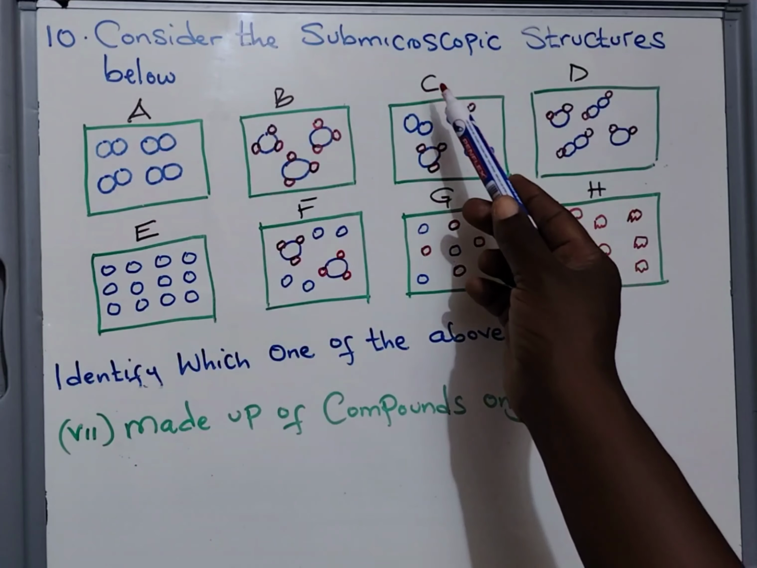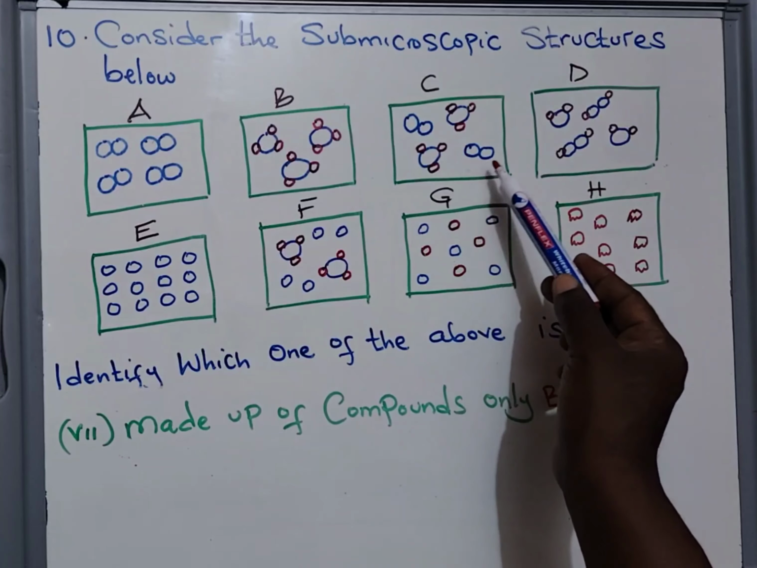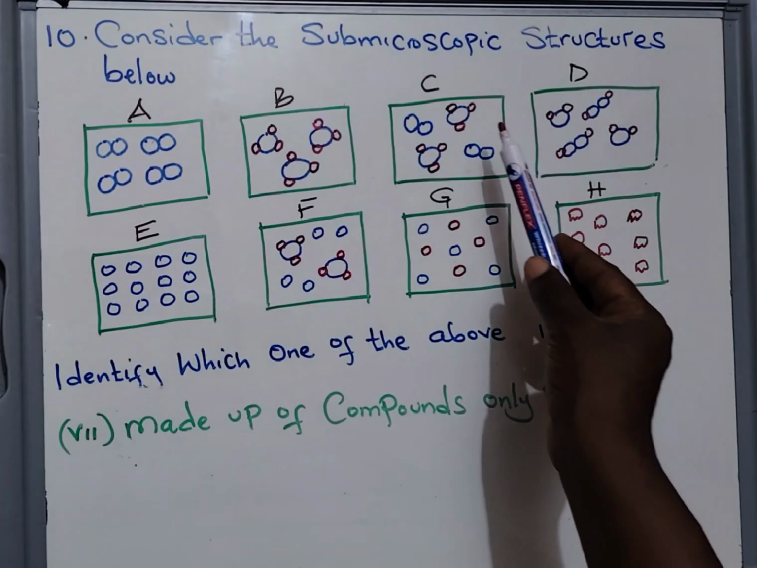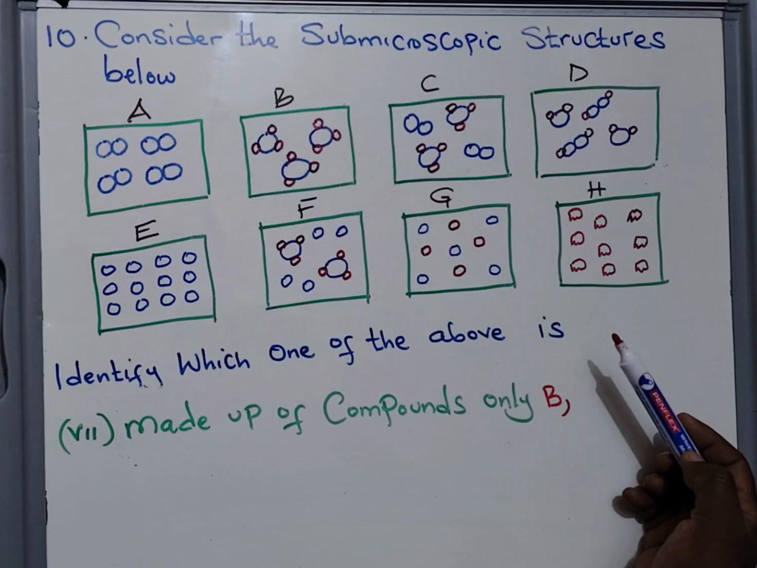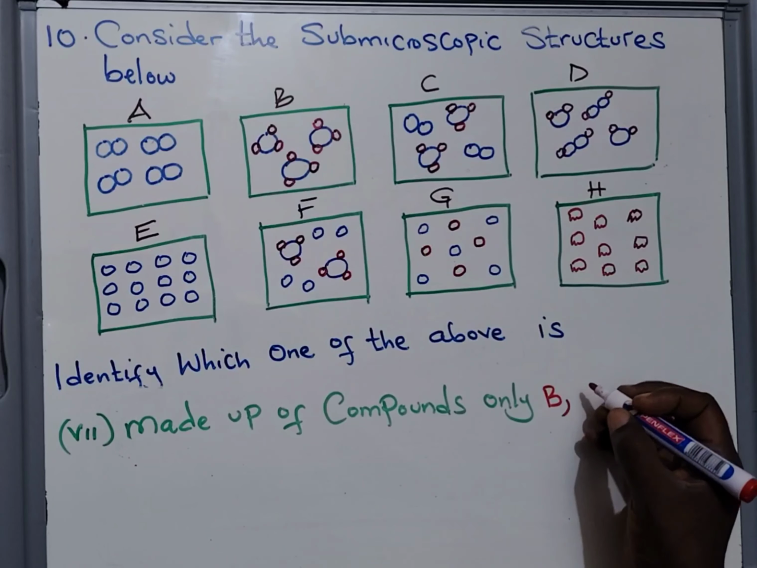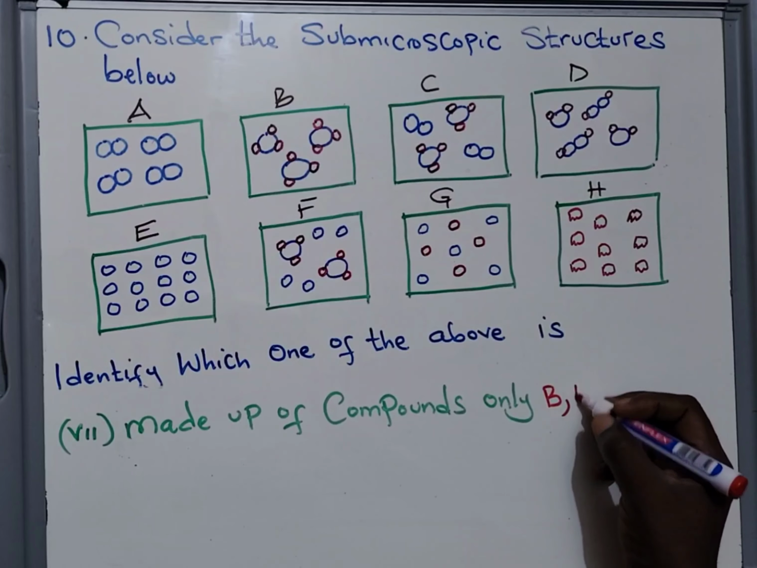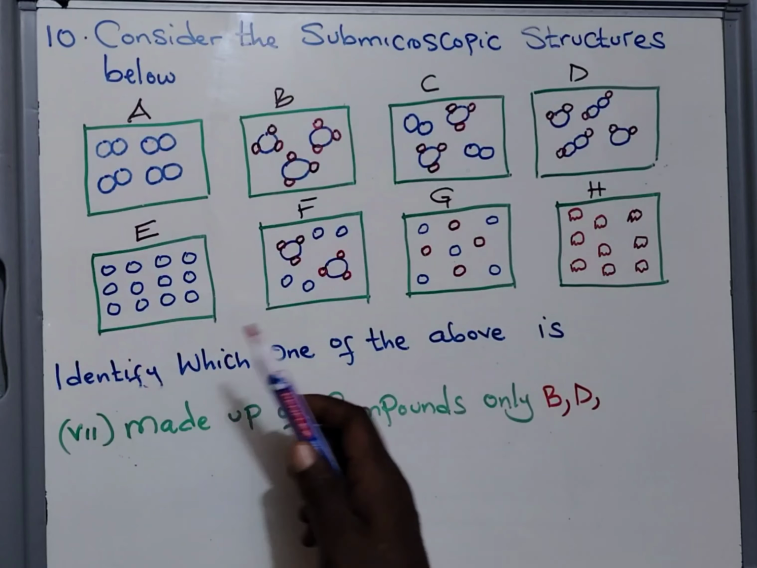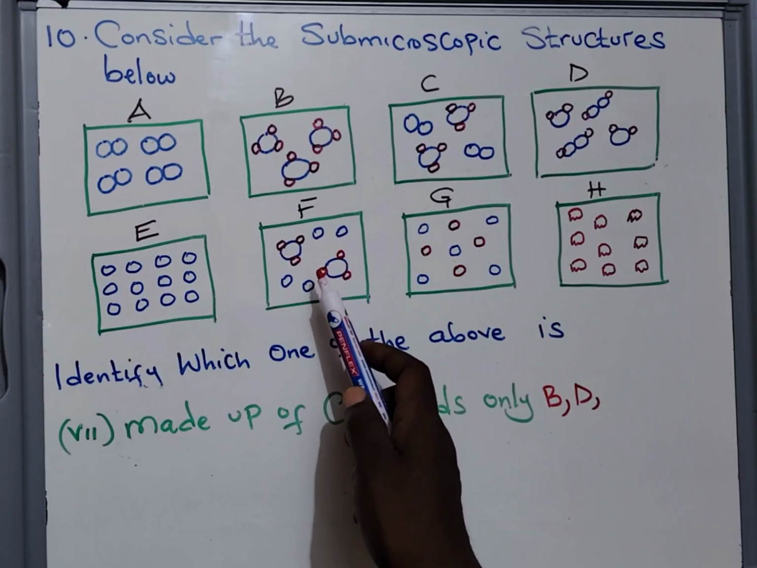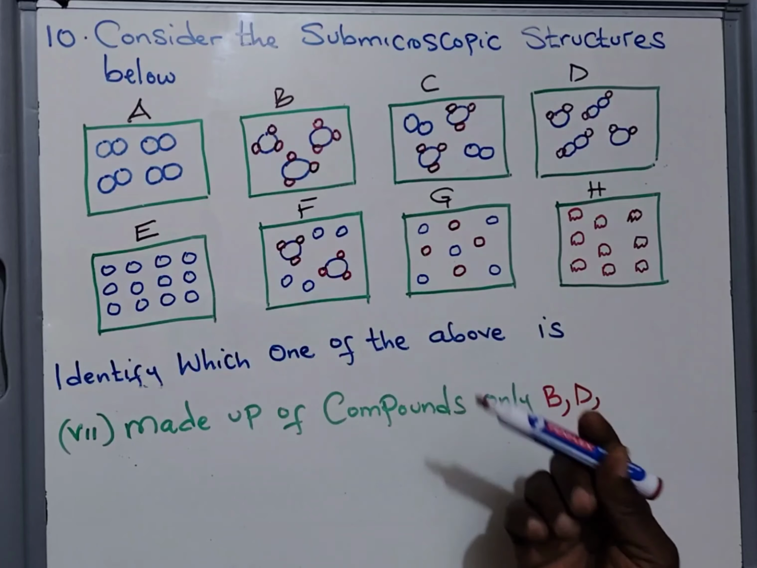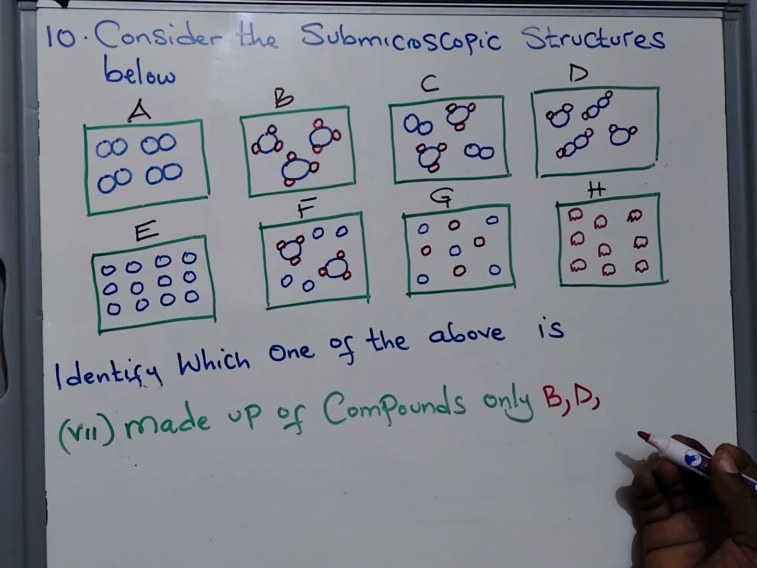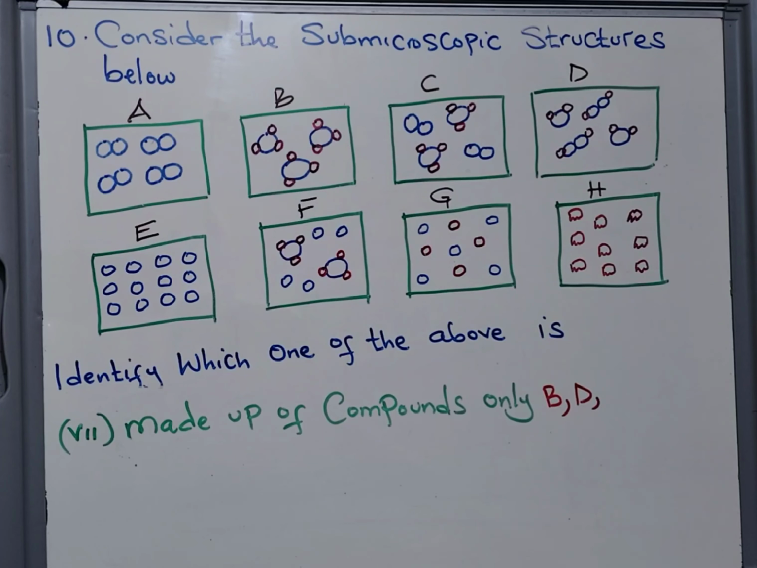Okay. C is not, because these diatomic molecules, they are of the same kind, so they are not compounds. But D is made up of only compounds, though they are different compounds. E is element. F is made up of compound and elements. G, they are only elements, and H. So we have only B and D, which are made up of compounds only.